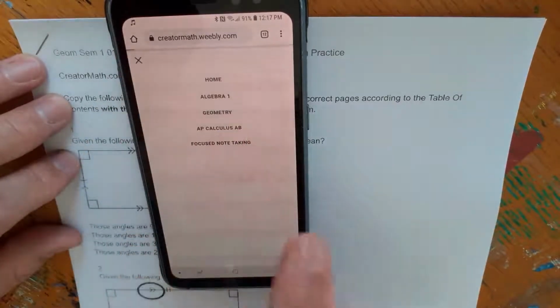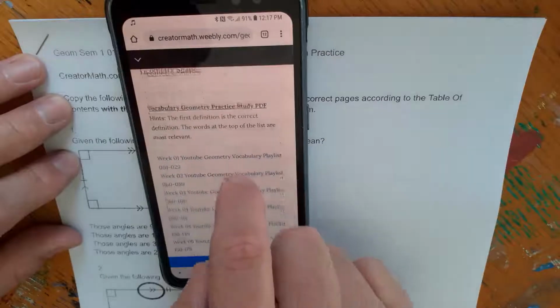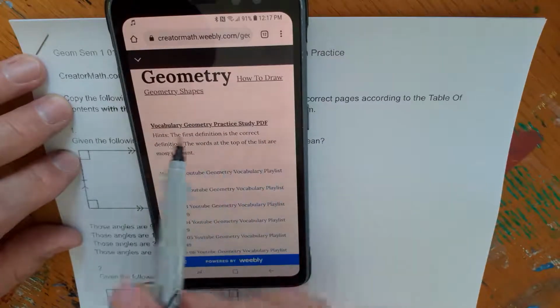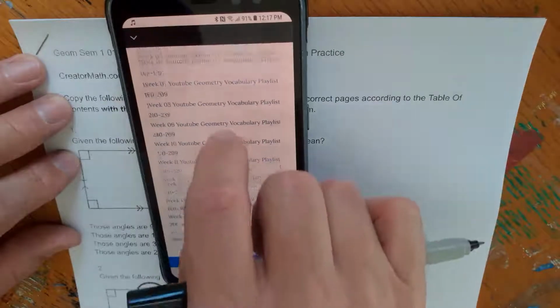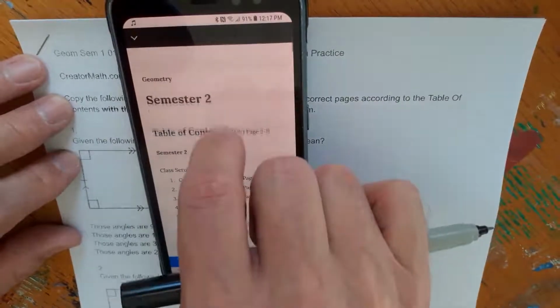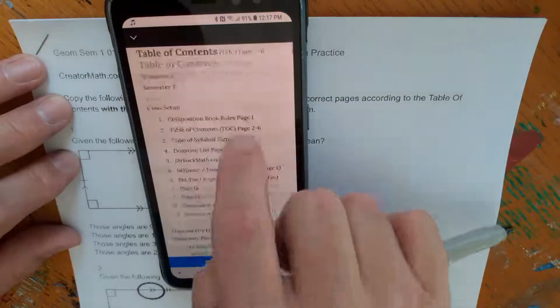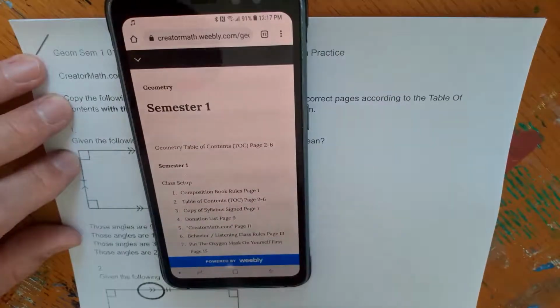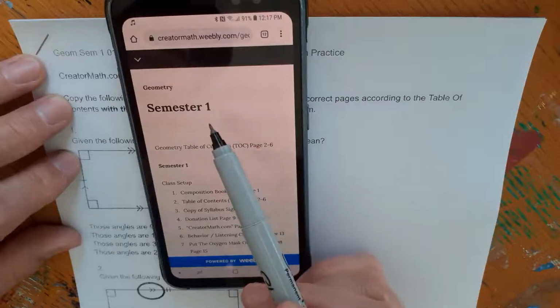Go to Geometry, because that's the content. Pass by the vocabulary. You're going to want to know that all the vocabulary is right on this PDF right here, and that'll help you solve all the vocabulary questions that you're given. This is Semester 2. We're going to scroll down. Sometimes they're in order 1 and 2, and sometimes they're 2 and 1. Gets reversed depending on what the situation is.